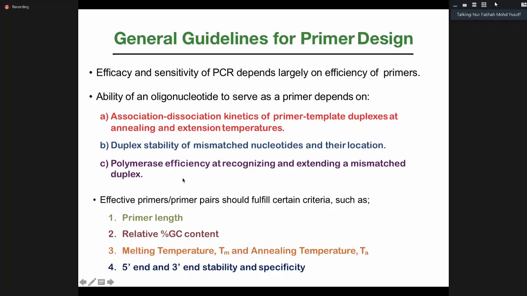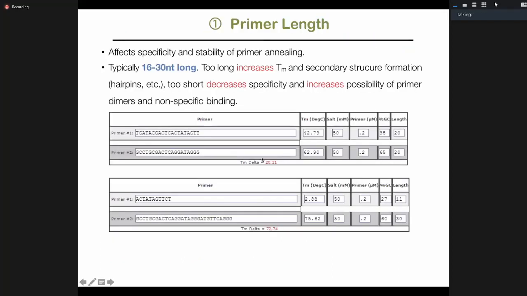Effective primers, primer pairs should fulfill certain criteria. These criteria include primer length, relative percent of GC content, so the G and C bases, melting temperature and annealing temperature, 5' end and 3' end stability, and specificity. So the first one, we go into the primer length.